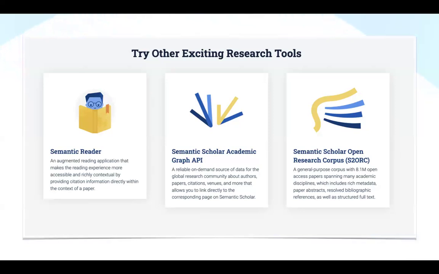Semantic Scholar also has an open research corpus. So they have a general purpose corpus with 8.1 million open access papers, which span all kinds of different academic disciplines with metadata and abstracts, as well as bibliographic references and structured full text.